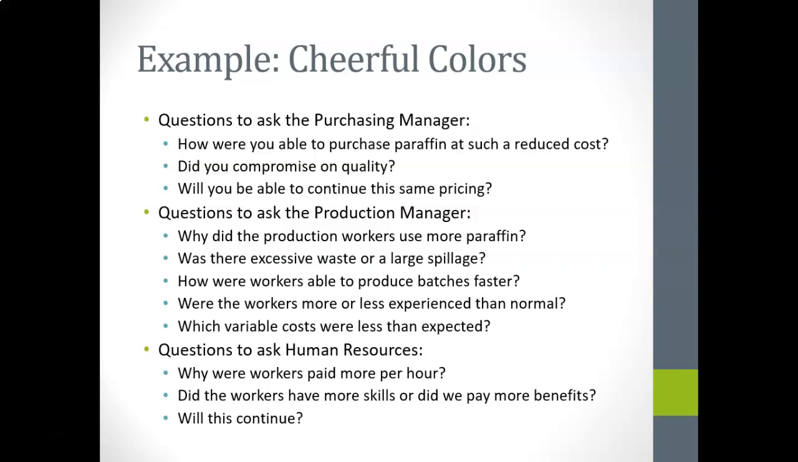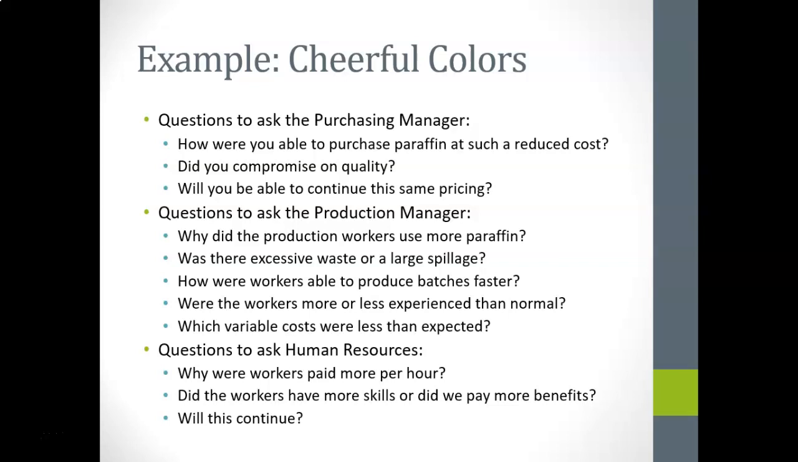So the production manager questions that we have: why did the production workers use more paraffin? Did something happen? Did we have a big spill or a machine got too hot and ruined it? Or, what happened? Was this a one-time thing, or was it because the paraffin quality was low and we kept having to fuss with it to get it to work and ended up using more because of that? So we need to find that out. Was there excessive waste or a large spillage?